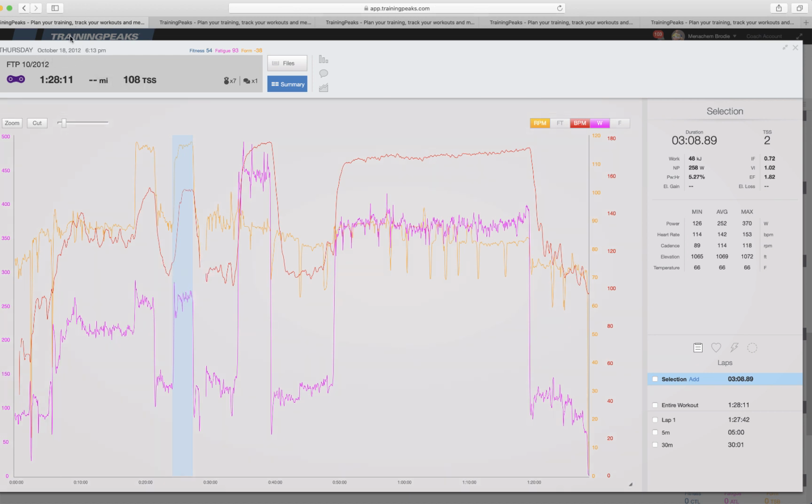Again, this is the beginning of base. So he had some time off. We see some fantastic response, and look at that heart rate. Look at how beautifully that comes back down, and he nails it between 100 and 115 beats per minute.